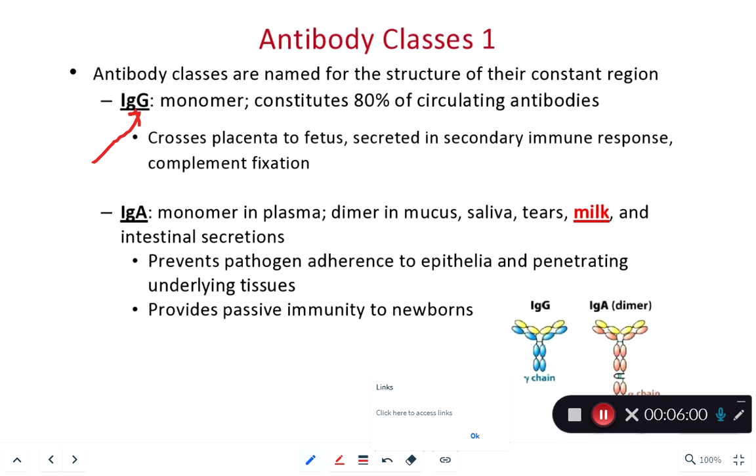When you think of immunoglobulin A, I want you to think of mucus. I want you to think of breast milk. I want you to think saliva and tears. All those things that ooze out of orifices in our bodies are probably going to have some immunoglobulin A associated with them. And when we look at newborns, that passive immunity that's given to newborns from breast milk comes from immunoglobulin A that's present in breast milk.